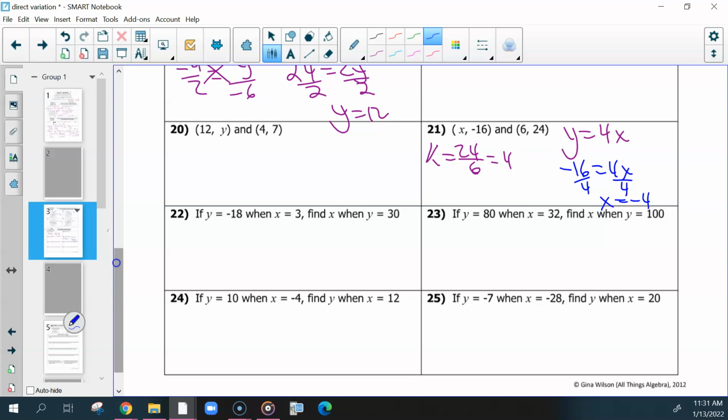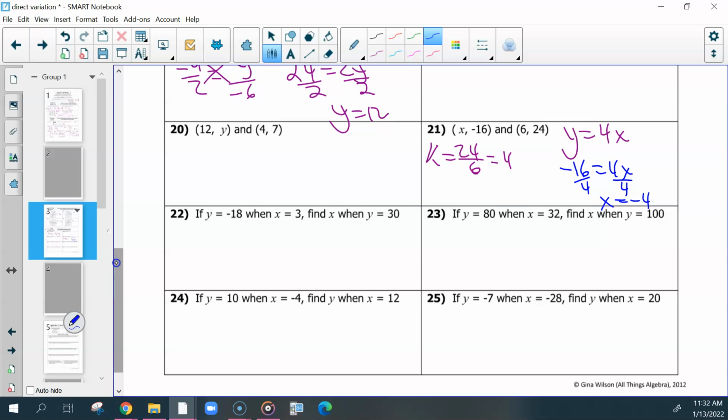So if I were to go back and check this, now I have two different ways I could check this part. And really, you could have checked this same thing here. You would have just had to do a little bit more work. If I put -4 back into this equation, -4 times 4 does equal -16. And -16 over -4 does equal 4. So it works in the equation, and it works to find K. So I can say this is my answer. This works.